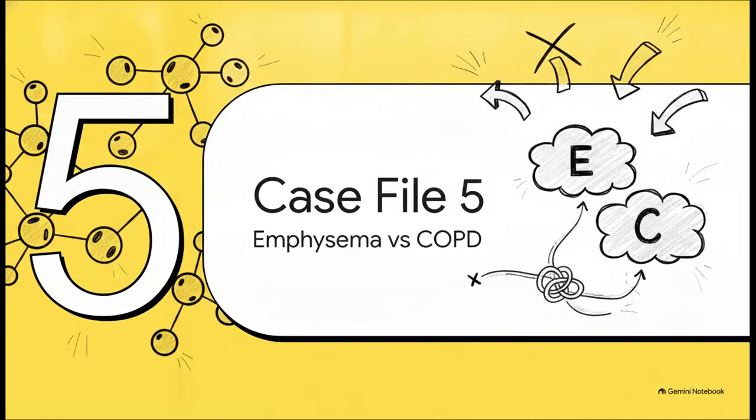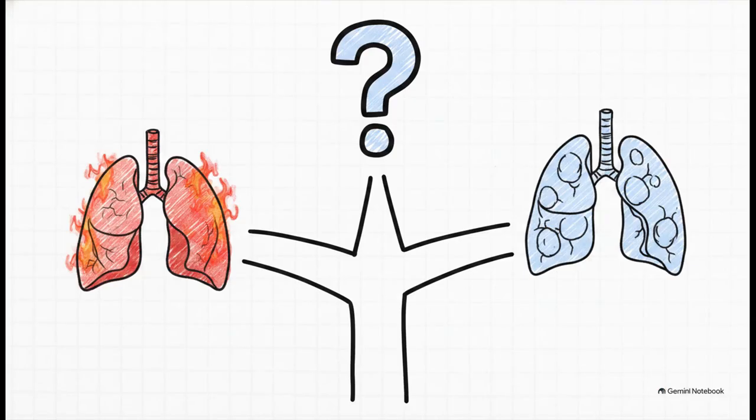Let's keep that momentum going. Case file 5, emphysema versus unspecified COPD. Imagine a 58-year-old patient comes in and the provider documents both emphysema and unspecified COPD. You've got a really critical choice to make about classification hierarchy here.